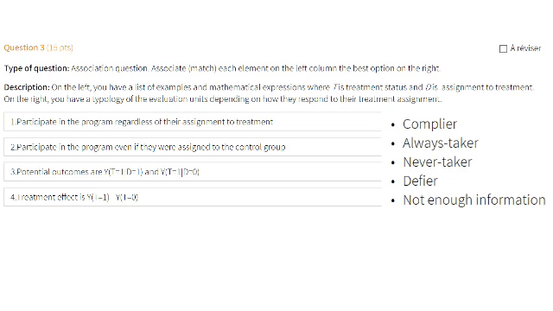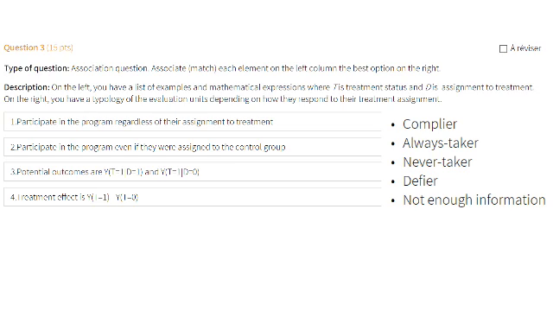Here you have a list of examples and mathematical expressions on the left. The main objective of this association was for you to make the difference between T, the treatment status, and D, the treatment assignment. On the right, you have a typology of the evaluation units depending on how the units respond to their treatment assignment. Compliers, always takers, never takers, defiers, and sometimes there's not enough information to classify a unit.